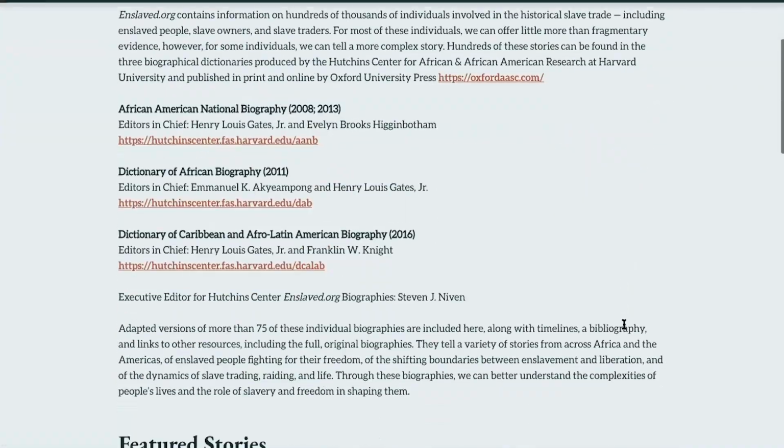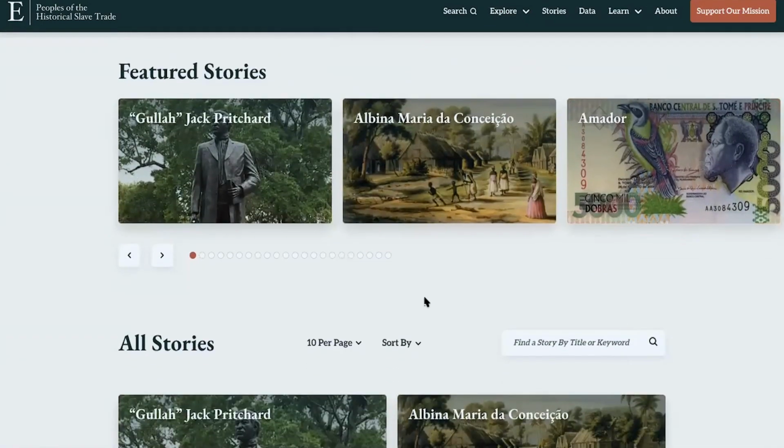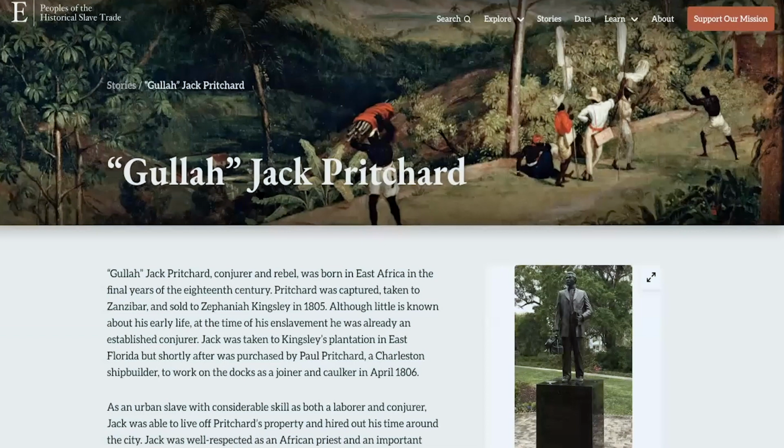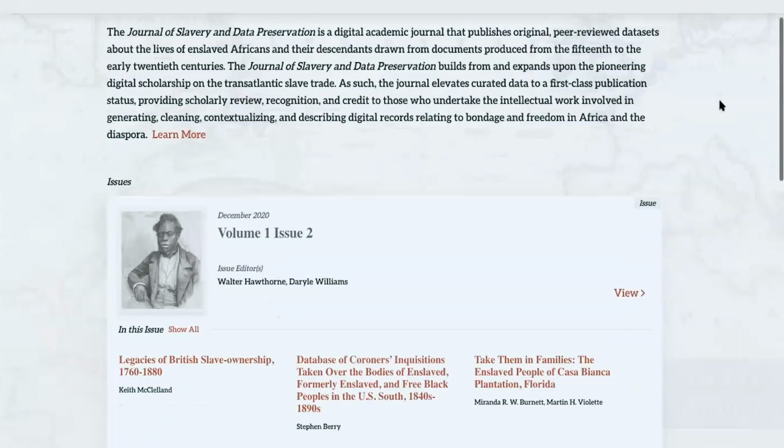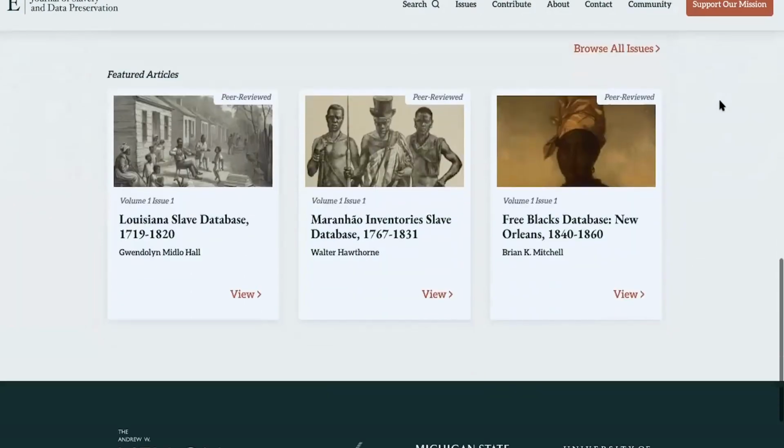For the general public, first of all, we've got a wealth of information about enslaved individuals that we put together in what we call stories or biographies, so that the public can dig into our website and read about named individuals and their struggles through these biographies. And I think when reading history, it is really the lives of named individuals that make history exciting.